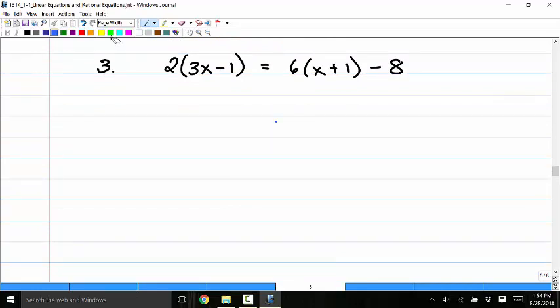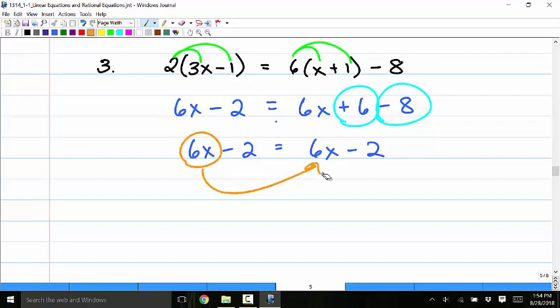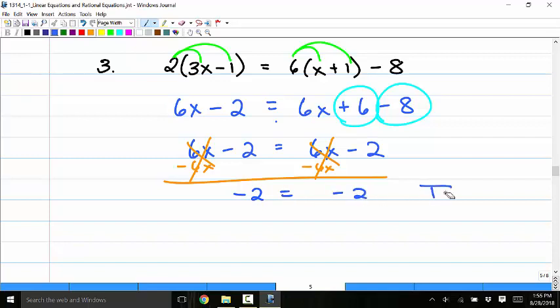The third example, when I distribute to clear my parentheses, I get 6x - 2 equals 6x + 6 - 8. On the right-hand side, I need to collect like terms. I have 6x - 2 = 6x, and 6 - 8 is -2. Again, I want the x's on the same side, so I want to subtract 6x from the left. But when I do that, the x's disappear again on both sides, and I'm left with -2 = -2. That is a true statement.